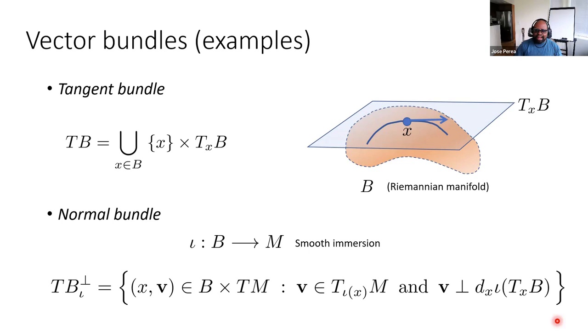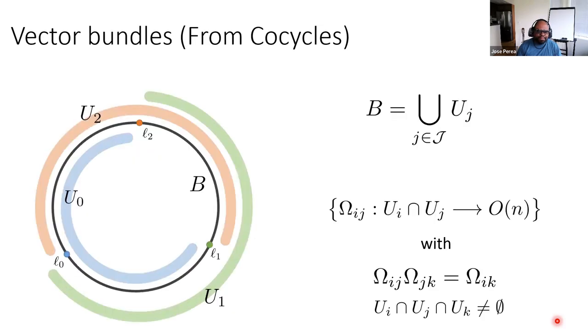If not, let me give you another construction that is going to be super, super useful in a moment. We defined what a vector bundle was, and I gave you a few examples of vector bundles. Now I'm going to give you a construction. So how do you build vector bundles from data? And data has a nice ring to it.